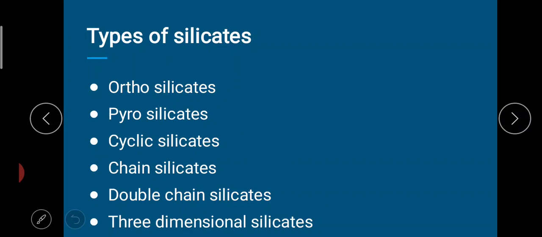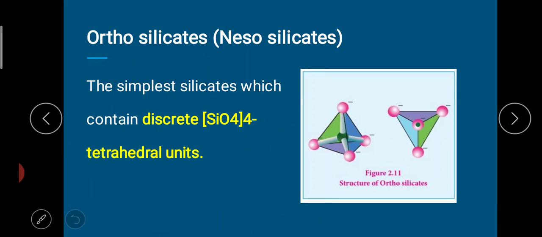Today we'll discuss ortho, pyro and cyclic silicates. First we have orthosilicates or nesosilicates. They are the silicates with the simplest form, which contain discrete SiO4 4 minus tetrahedral units. Discrete means individually they have this tetrahedral unit.